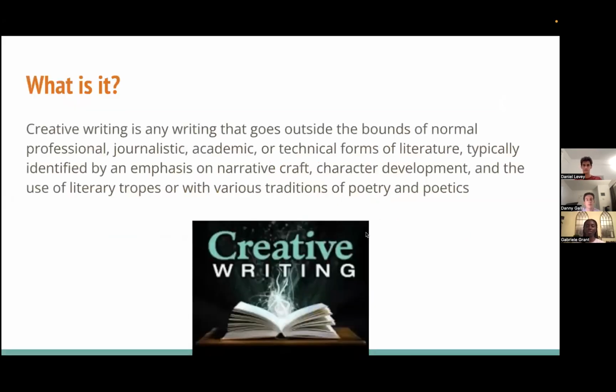So, what is creative writing? Well, it's any writing that goes outside of the bounds of normal professional, journalistic, academic, or even technical forms of literature, and can typically be identified by an emphasis on narrative craft, character development, and the use of literary tropes, or with various traditions of poetry and poetics.